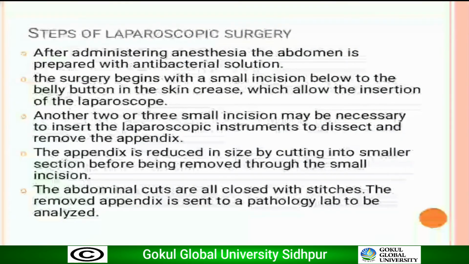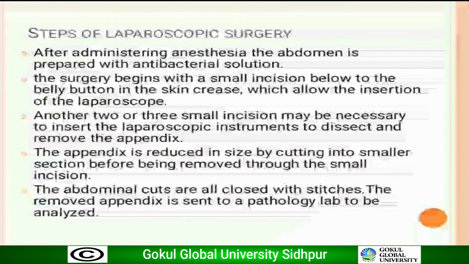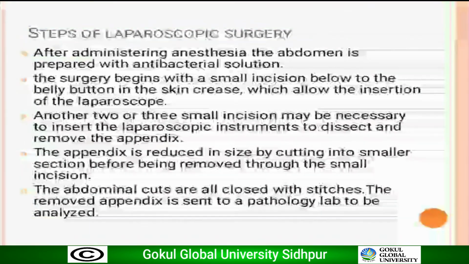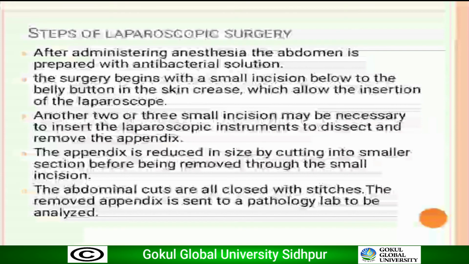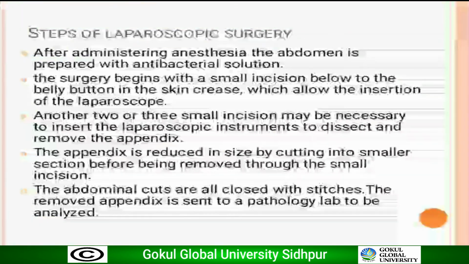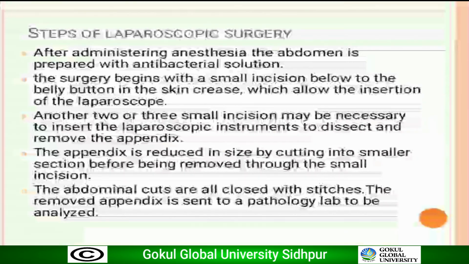After administration of anesthesia, the abdomen is prepared with antibacterial solution. The surgery begins with a small incision below the belly button in the skin crease, which allows the insertion of the laparoscope. Another 2 or 3 small incisions may be necessary to insert the laparoscopic instruments to dissect and remove the appendix. The appendix is reduced in size by cutting it into smaller sections before being removed through the small incision. The abdominal cuts are all closed with stitches. The removed appendix is then sent to a pathology lab to be analyzed.